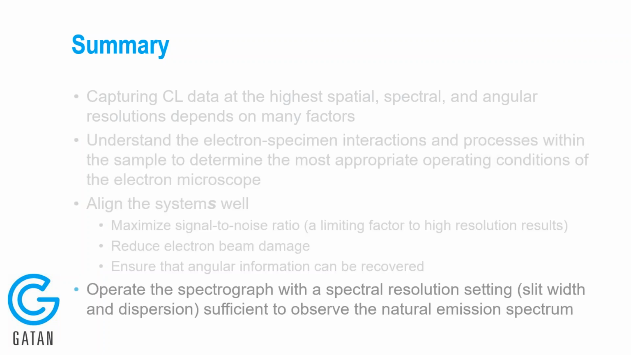The other thing to say is that when we operate the spectrograph to get high spectral resolutions, we should be selecting slit widths and dispersions that are sufficient to allow us to observe the natural emission spectrum from our sample. So optimize the slit width for the spectral resolution needed to observe all of the information within a specimen.